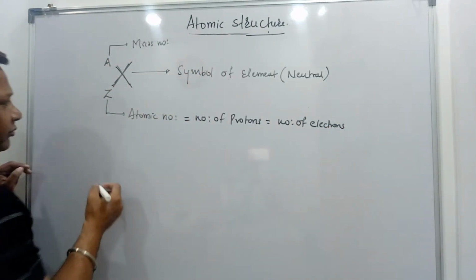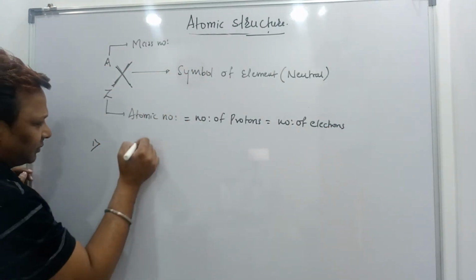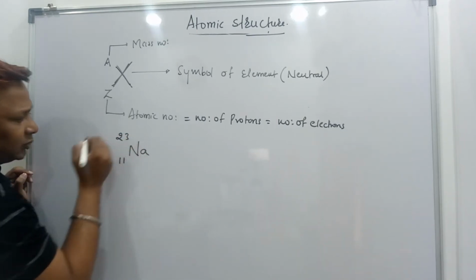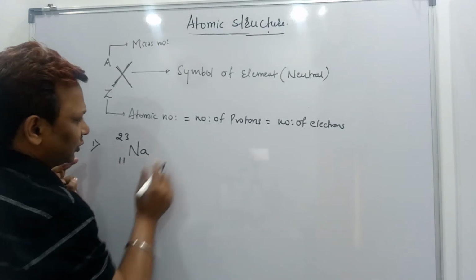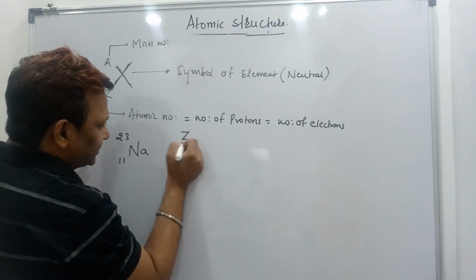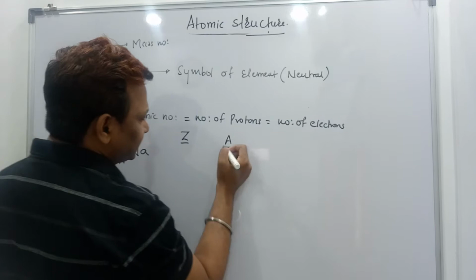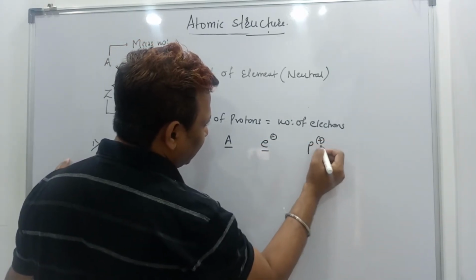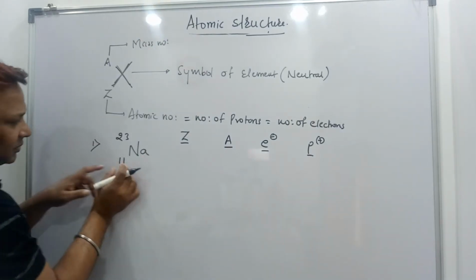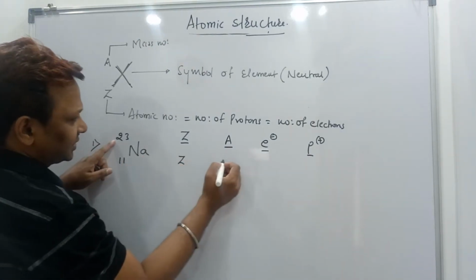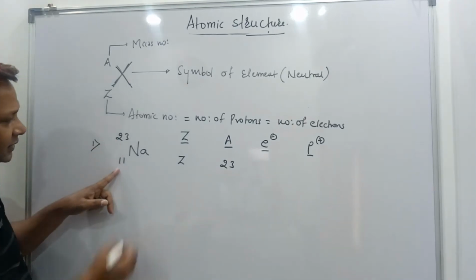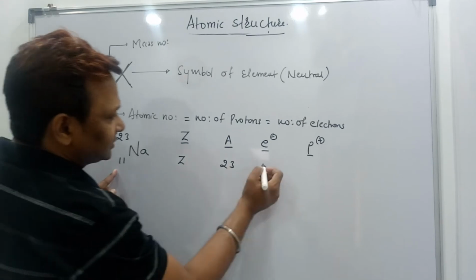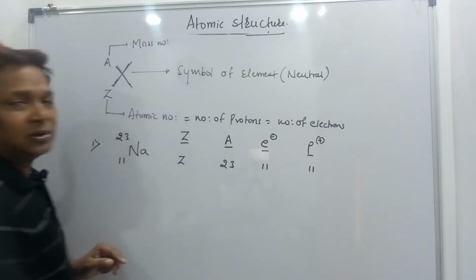Let me go with one example for you. It is the symbol of the element sodium, atomic number 11, mass number 23. In this sodium atom, I want to ask you what its atomic number is, what its mass number is, how many electrons it has, and how many protons it has. See, the lower subscript indicates its atomic number and the upper subscript indicates its mass number. It is a sodium atom that does not bear any charge, meaning it is a neutral atom, so the number of electrons equals the number of protons present in it.